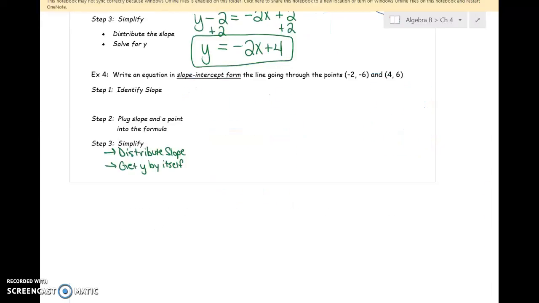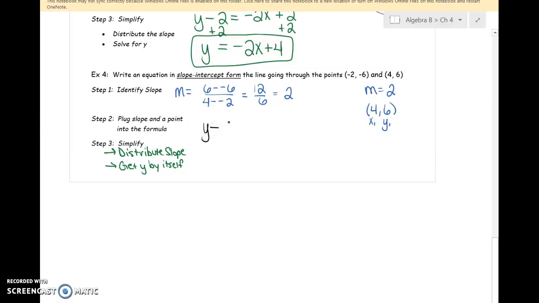Step 1, identify your slope. m equals 6 minus -6, over 4 minus -2. So our slope is 2. Which point should we pick? (4, 6), because they're both positive. So 4 is our x1 and 6 is our y1. So now we need to plug all of that in.